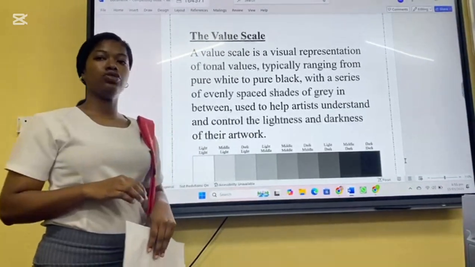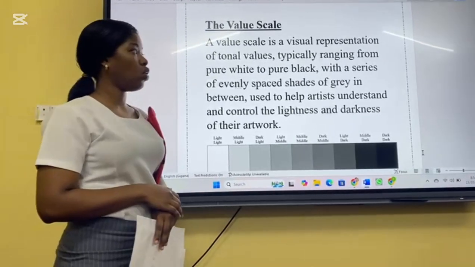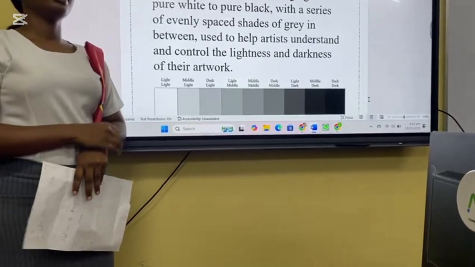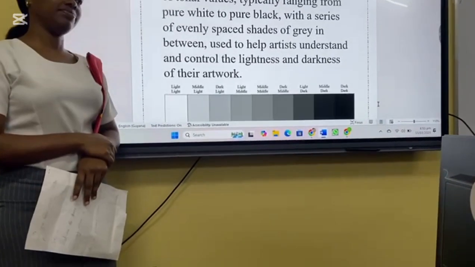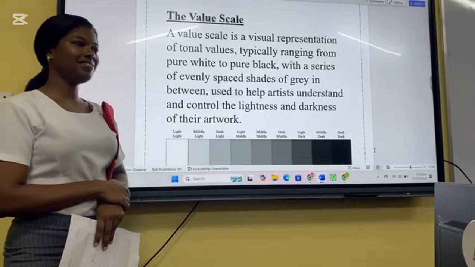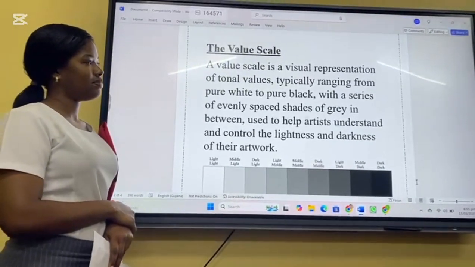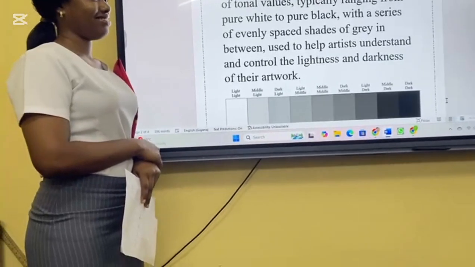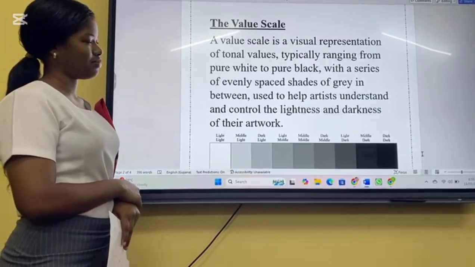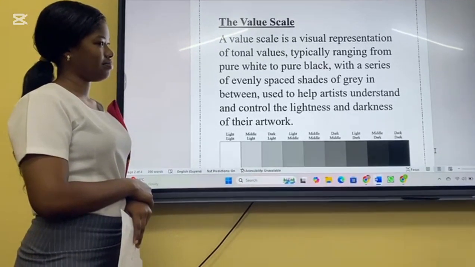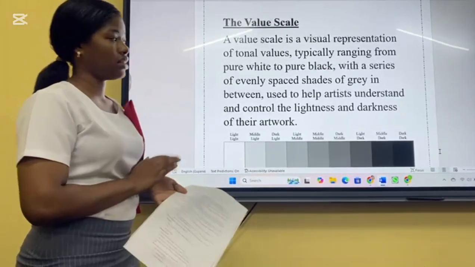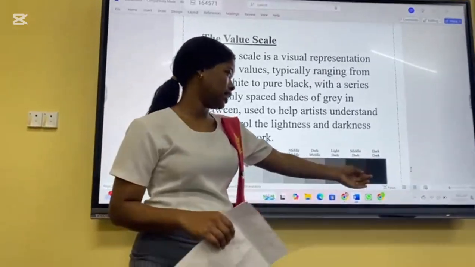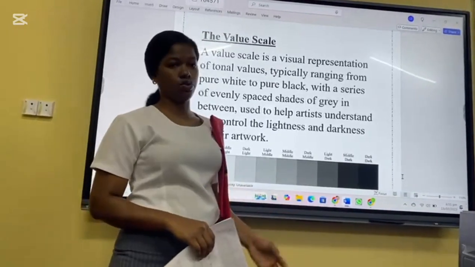Now, can you tell me in your own words, what do you understand is the value scale? Yes, Mr. Kevin. Yes, miss. When you're shading something, right? You got dark and you got light. And they got a lot of different shades between dark and light. So the value scale is the shades that come between dark and light. Yes, right? That's very good, right? Yes, we have our lightest light, and we have our darkest dark, and then we have our middle tones.